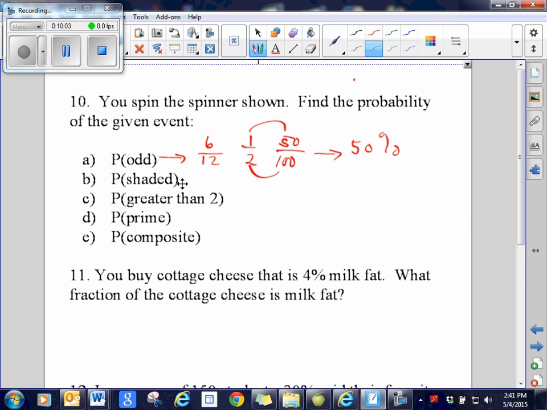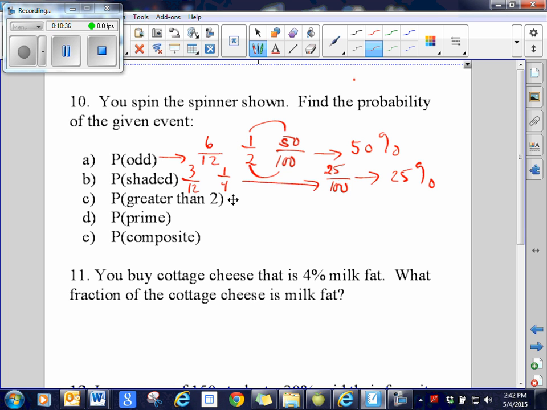Part B, probability that you're going to get a shaded piece of your spinner. So there's 3 that are favorable out of the 12 total, which reduces to 1/4. If we need a denominator of 100, we can multiply using equivalent ratios. 4 times 25, 1 times 25, drop the 100, add the percent sign.